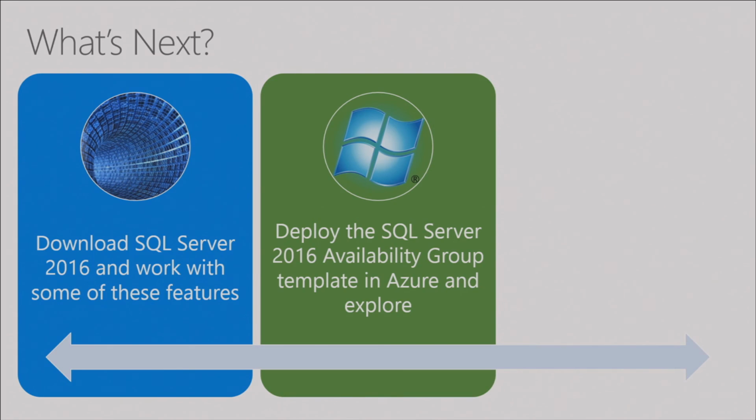Deploy the SQL Server 2016 availability group template in Azure and go play with it, go explore it a little bit. If you don't have an Azure account already, you can obviously go sign up for one. You'll get $150 US of credit. Build your availability group small. It's going to get expensive fast to keep it running. You can burn through that fairly fast.